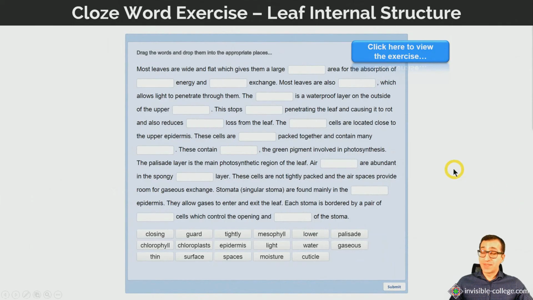Now, I'm not going to fill in these gaps for you. If you're watching this video as a recording on my website, the video is about to pause and you can attempt this exercise for yourself. So see if you can fill in the gaps in this passage with the correct words from the bottom here.